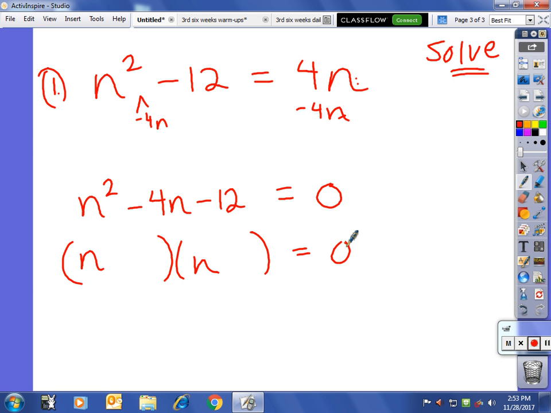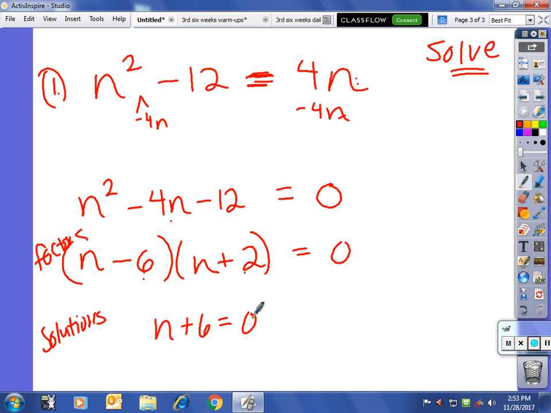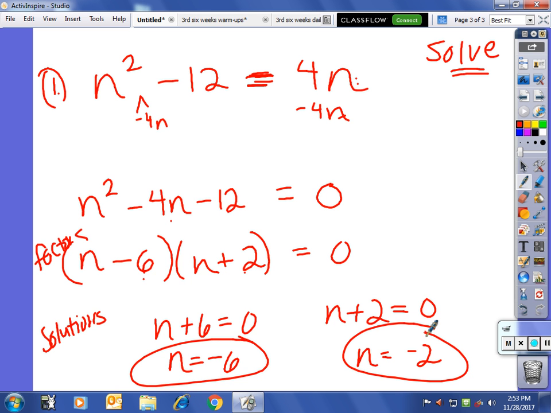The factors of 12, or I'm sorry, negative 12, that would add up to negative 4. I think it's going to be a 6 and a 2. And that would have to be a negative 6 and a positive 2. If you multiplied this back, you'd get exactly what you have up here. Now remember, these are factors. We want solutions. So we have to keep going. I know I need solutions because I had an equal sign when I started this problem. So that means n plus 6 could equal 0, or n plus 2 could equal 0. Here you would get negative 6. When you subtract 6 from both sides, here you would get negative 2. So this equation has two different solutions.